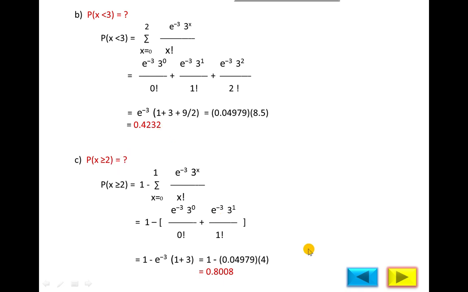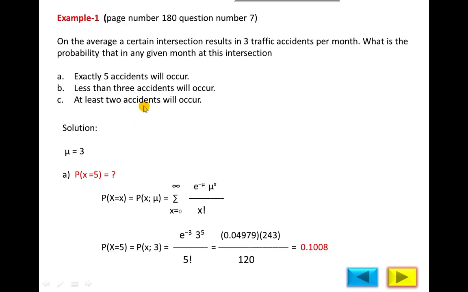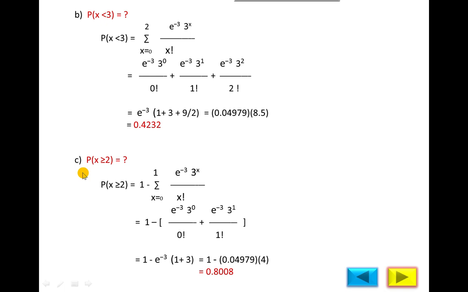Third part, at least 2 accidents will occur. At least means a minimum of 2, but maybe more than 2, not less than 2. You have done this type of condition in the binomial distribution, greater than or equal to 2. For this, we subtract from 1, because the total probability is always equal to 1, and the range of the Poisson distribution is from 0 to infinity.